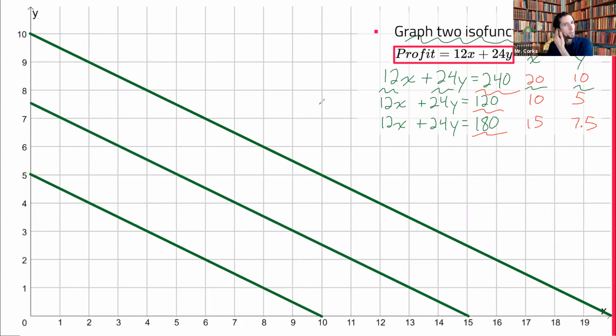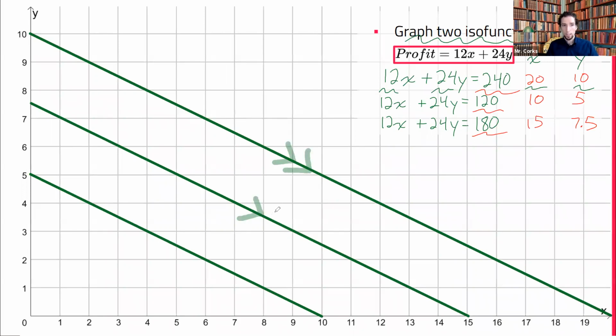What do we notice about these iso profit lines? Perpendicular? We have no constraint lines here. They are not perpendicular. They are parallel. Oh, parallel, yes, that's the main thing I wanted us to notice.